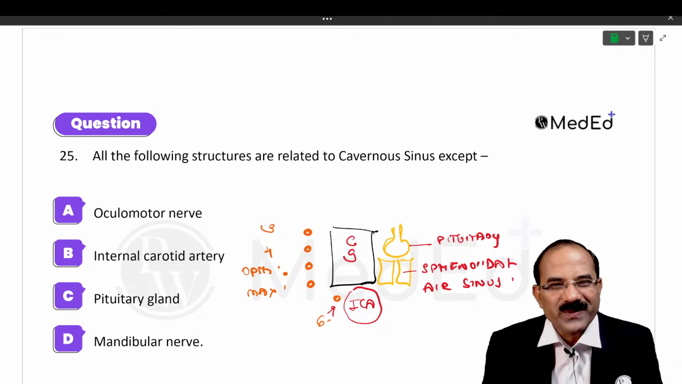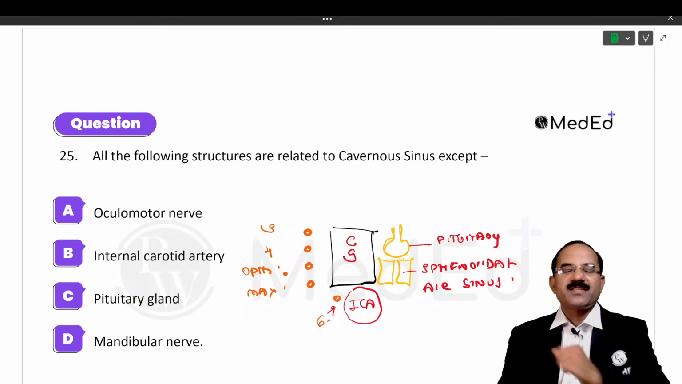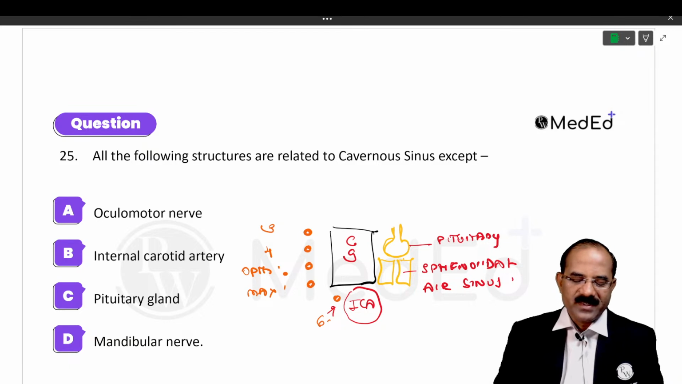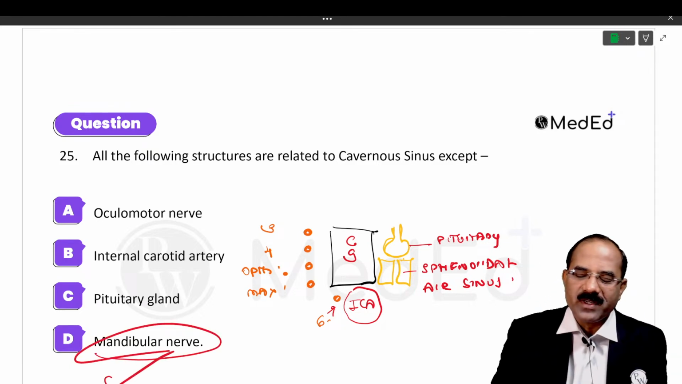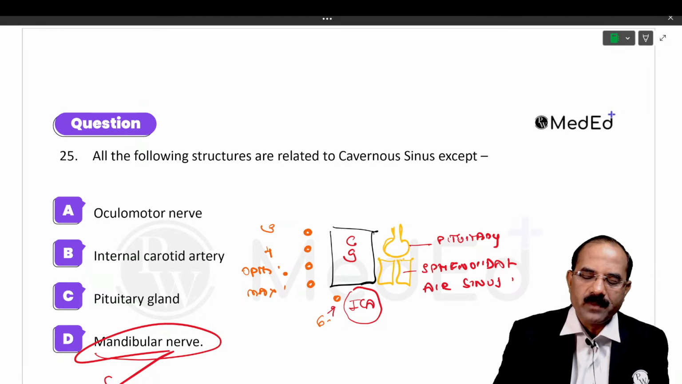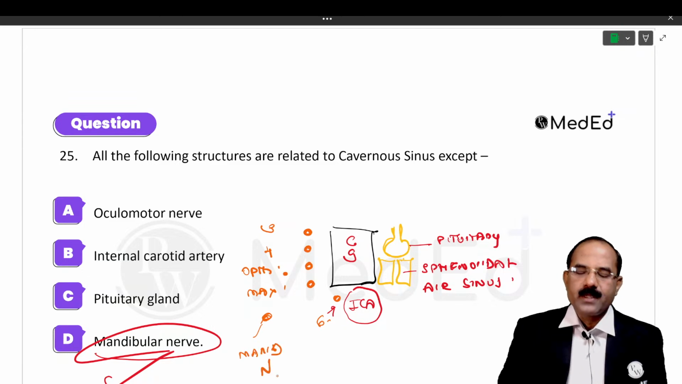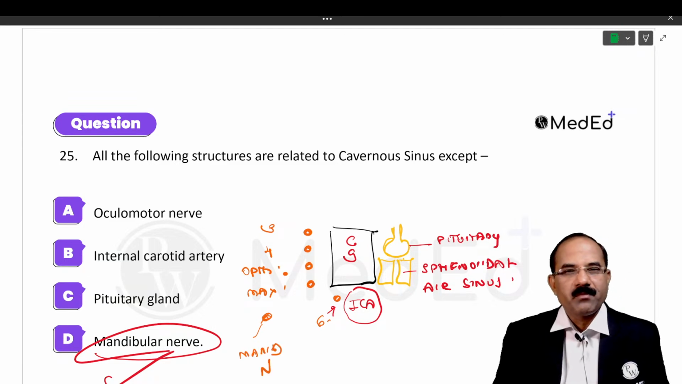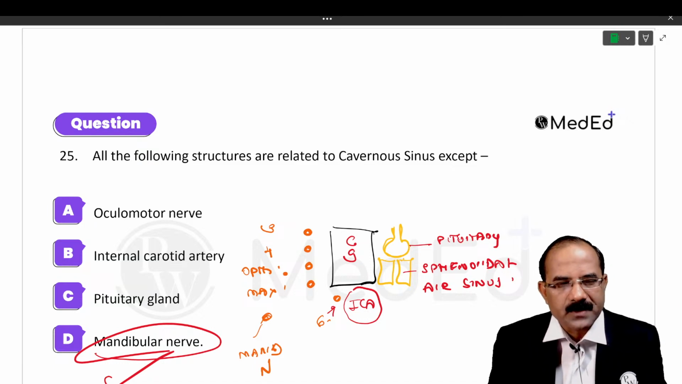Now can you tell what is not related to the cavernous sinus, children? Just see the options. Yes, it's the mandibular nerve. The mandibular nerve is not related to the cavernous sinus. This is a very important MCQ. The mandibular nerve is far away from the cavernous sinus. That's the mandibular nerve. This is clear to all of you, students. I hope you are getting this.